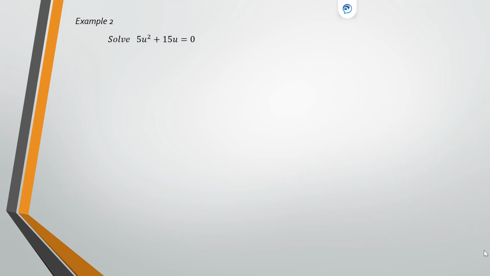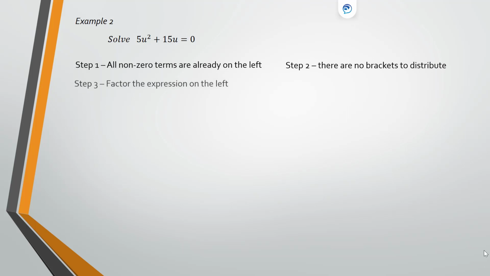Let's solve 5u squared plus 15u equals 0 using the zero product property rules. Step 1. Move any non-zero terms to the left. Well, we do not have any non-zero terms because this equation is equal to 0. So step 1, we finished. Step 2, there are no brackets to distribute. So let's go on to step number 3.